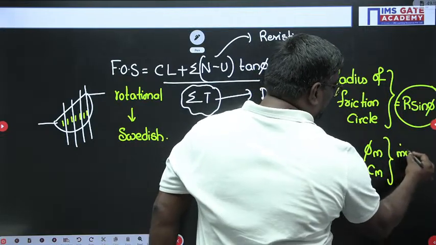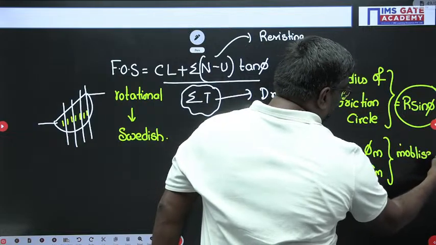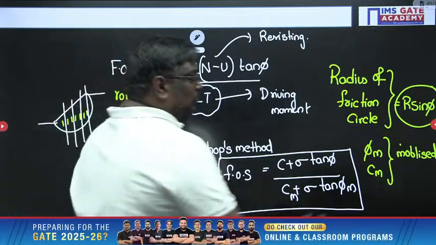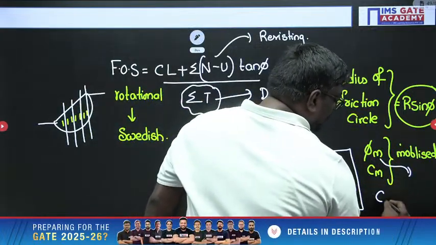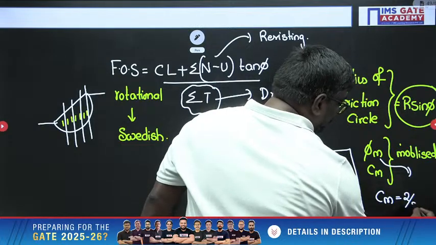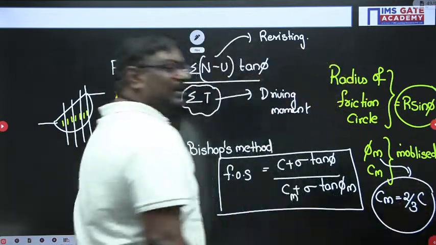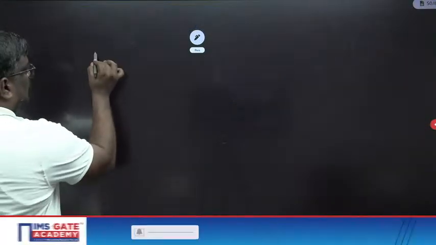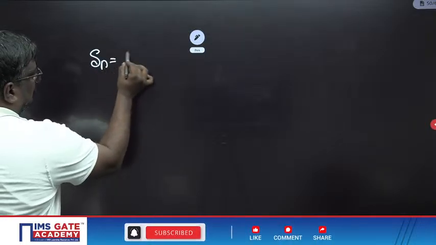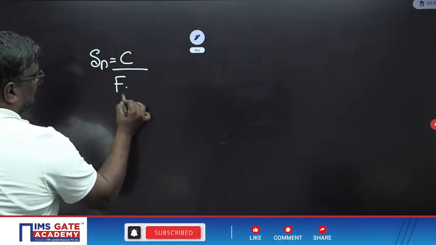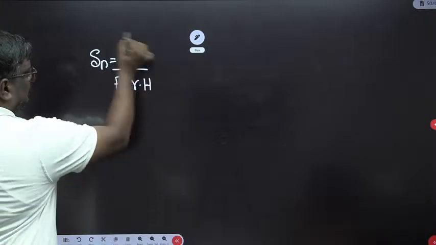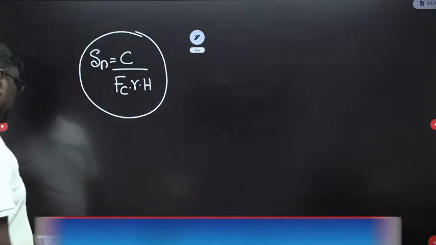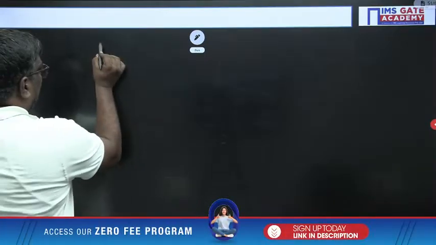This is the mobilized cohesion. Mobilized means the cohesion or friction that is changed. Also remember Cm will be equal to 2/3 of C. Similarly, students, in stability of slopes we also have the stability number. The stability number is given by the formula C into Fc into gamma into H. This is an important formula. We call it the stability number.